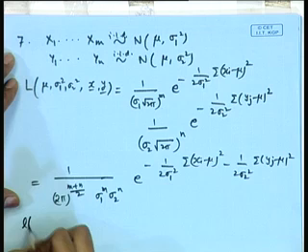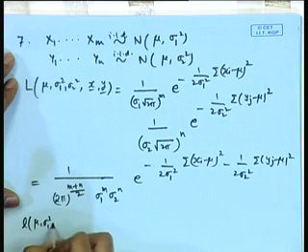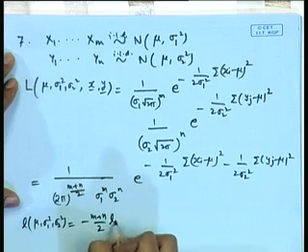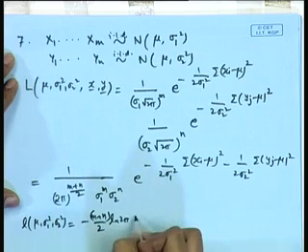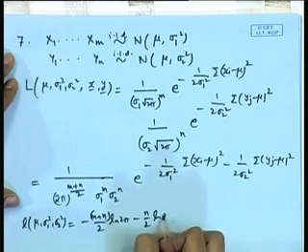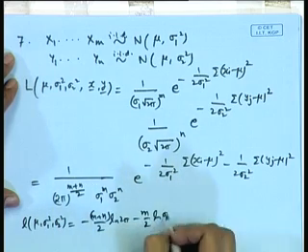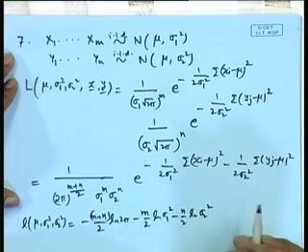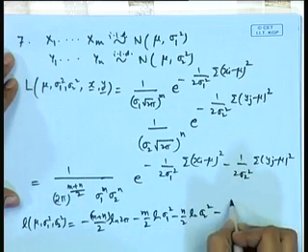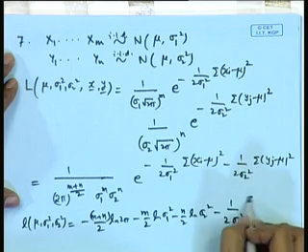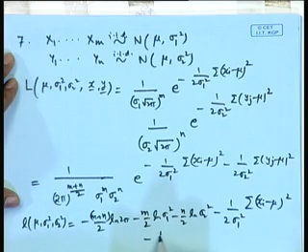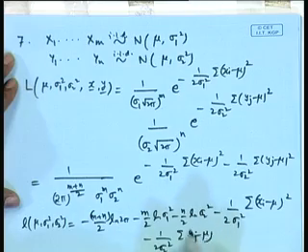So, the log likelihood function is equal to minus (m plus n) by 2 ln 2 pi minus m by 2 ln sigma 1 square minus n by 2 ln sigma 2 square minus 1 by 2 sigma 1 square sigma (x i minus mu) square minus 1 by 2 sigma 2 square sigma (y j minus mu) square.